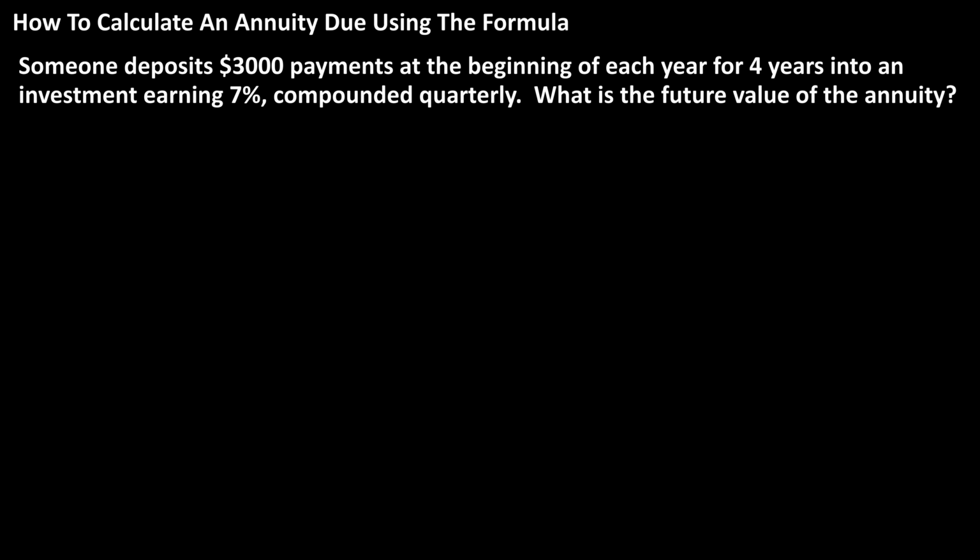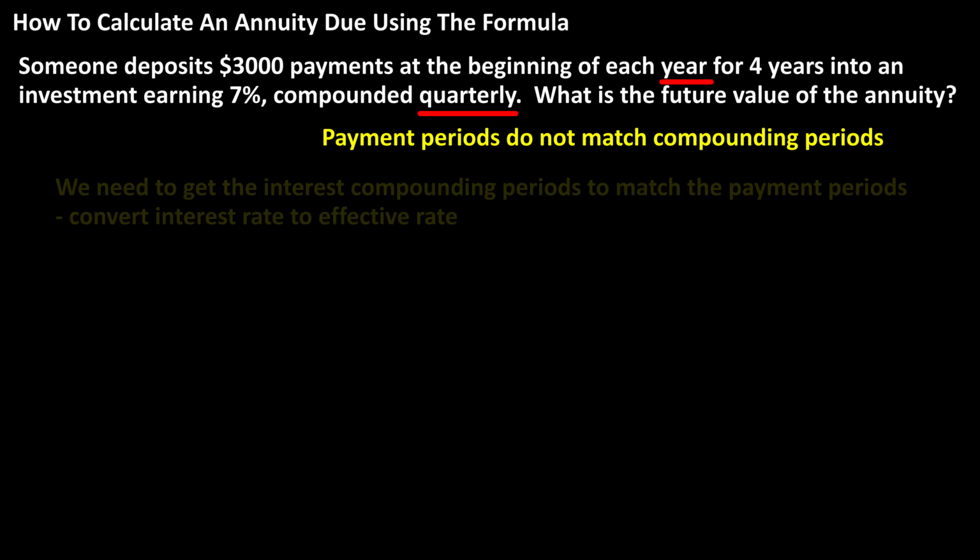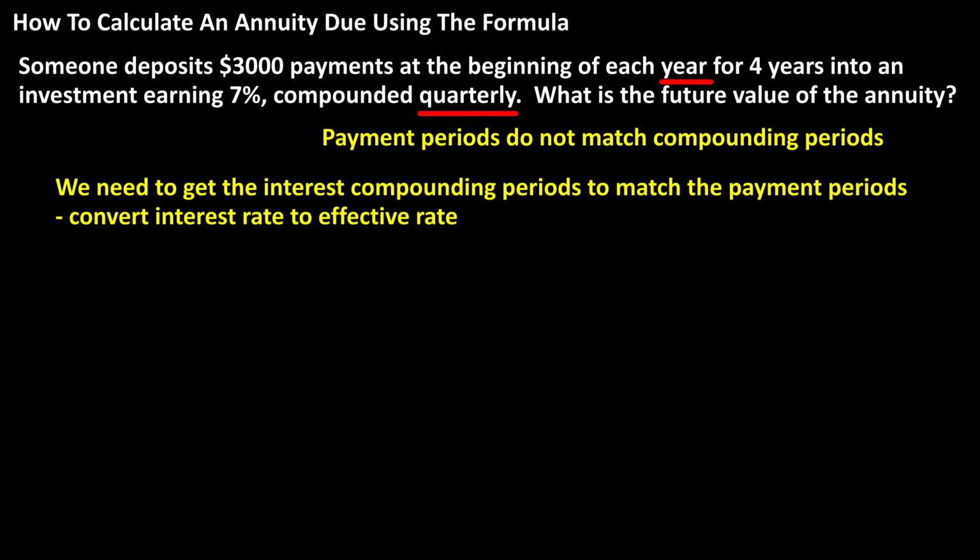Now, as another example for when the payment periods do not match the compounding periods, let's say this time that someone deposits $3,000 at the beginning of each year for 4 years into an investment earning 7% compounded quarterly. What is the future value of the annuity? So the interest compounding periods are quarterly and the payment periods are yearly.